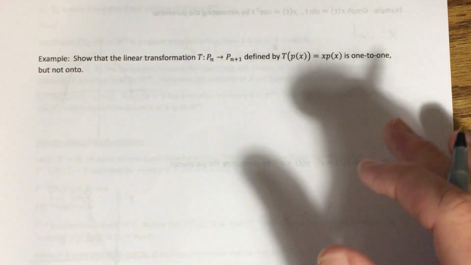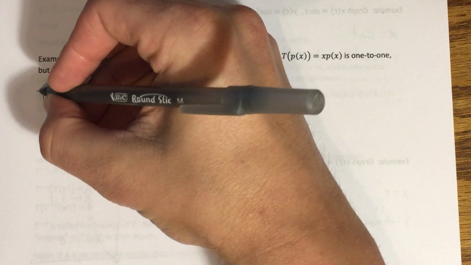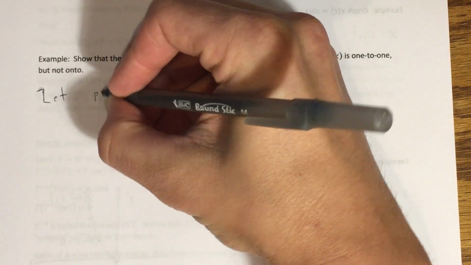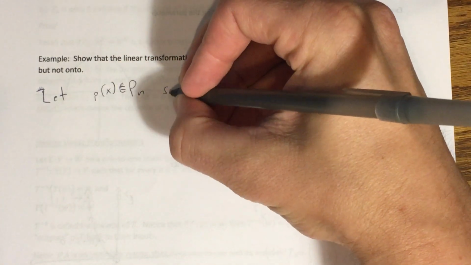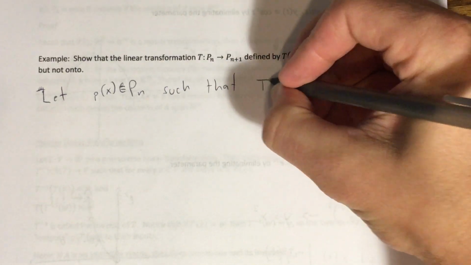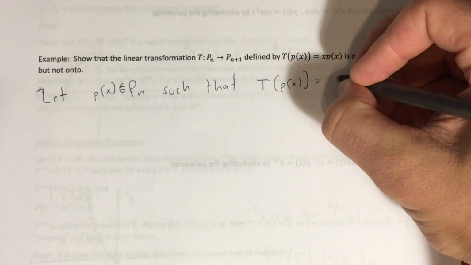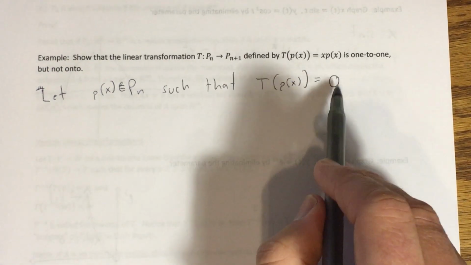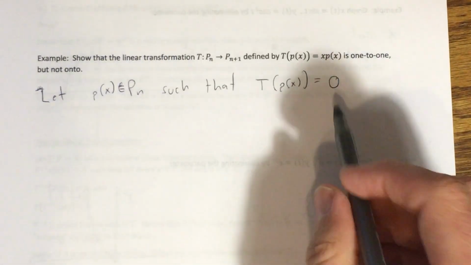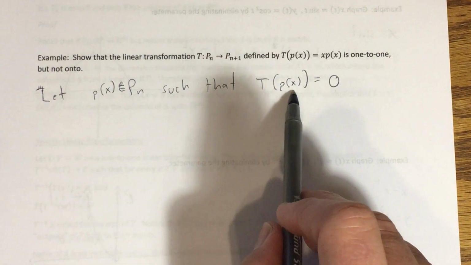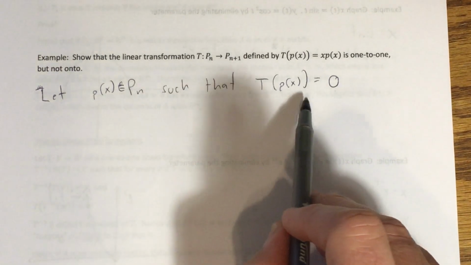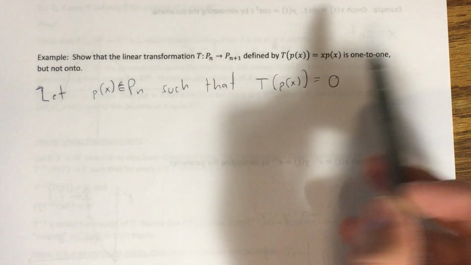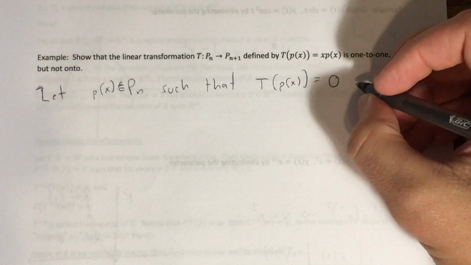So in order to do that, let p of x be a polynomial in Pn such that T of p of x is equal to 0. Remember, the 0 vector in Pn+1 is the constant function 0. Well, what am I actually doing here? I'm saying p of x belongs to the kernel of this linear transformation because it maps to 0. The goal here, using that previous theorem, is to show that if this is true, then this polynomial must have been the 0 vector in the first place.